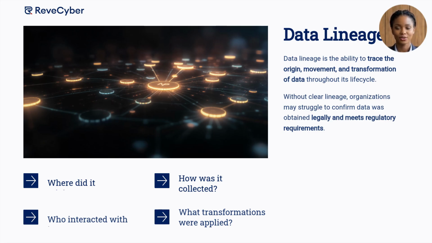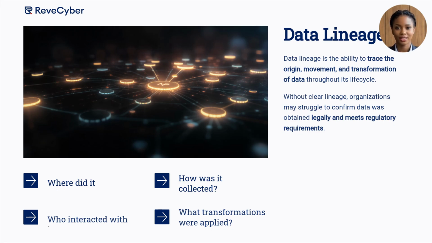So if someone asks questions like, where did this data set originate? Who collected it? What transformations were applied to it? Or which teams modified it along the way? Data lineage makes it possible to answer those questions. And this matters a lot in real-world AI governance. For example, if a model suddenly starts producing inaccurate results, teams often need to investigate whether the issue came from changes in the data pipeline. Data lineage allows them to trace the problem back to its source.